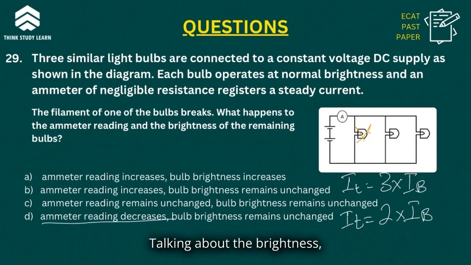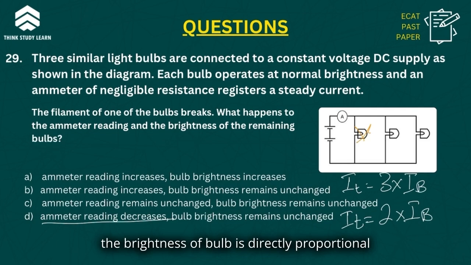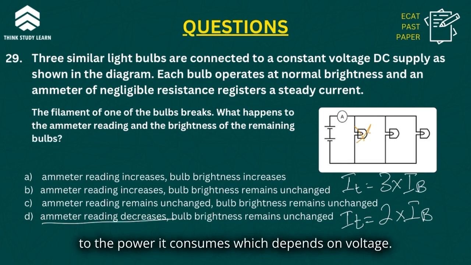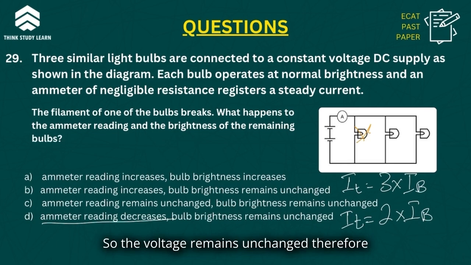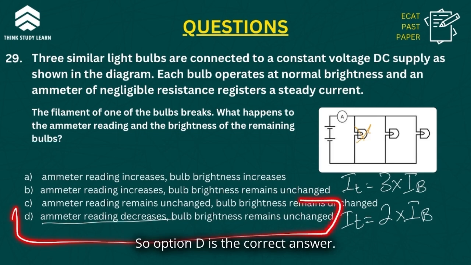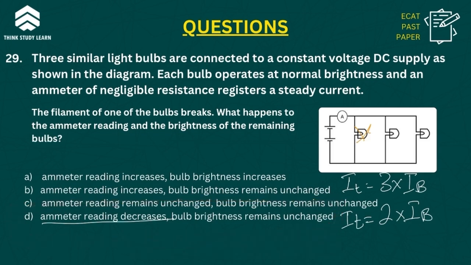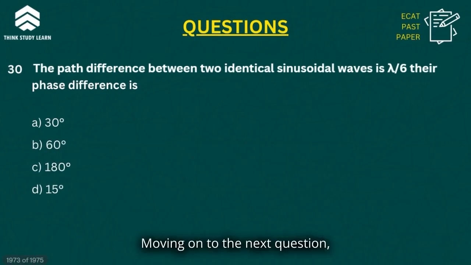Talking about the brightness, the brightness of a bulb is directly proportional to the power it consumes, which depends on voltage. So the voltage remains unchanged, therefore the bulb brightness remains unchanged. So option D is the correct answer. Moving on to the next question.